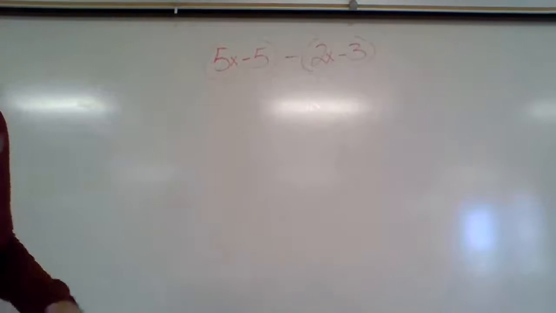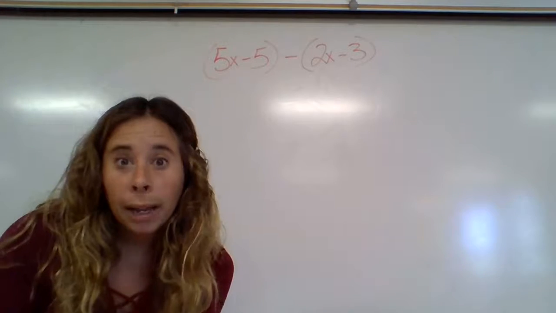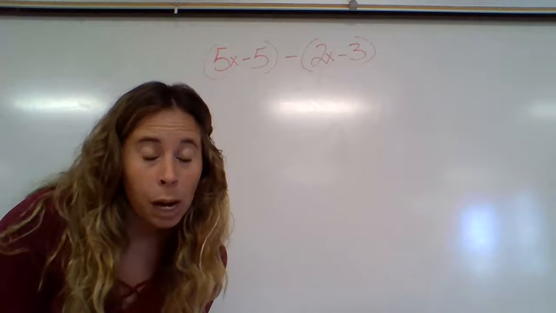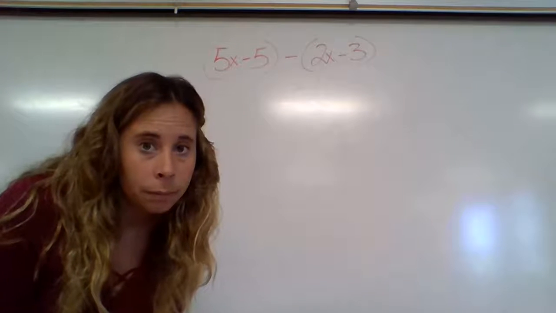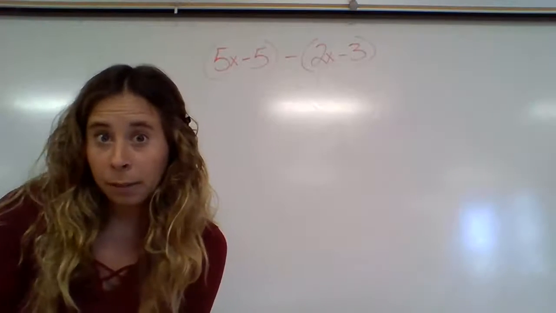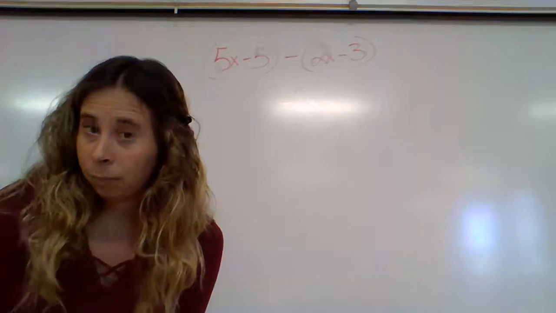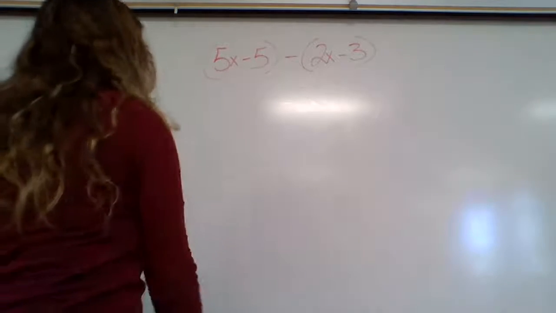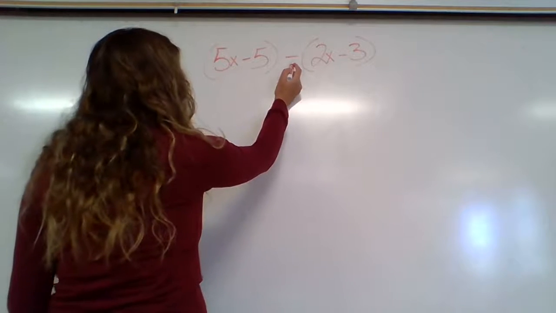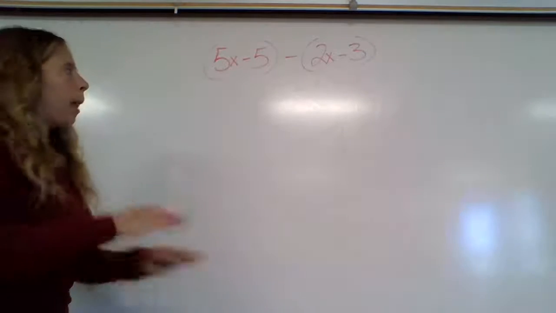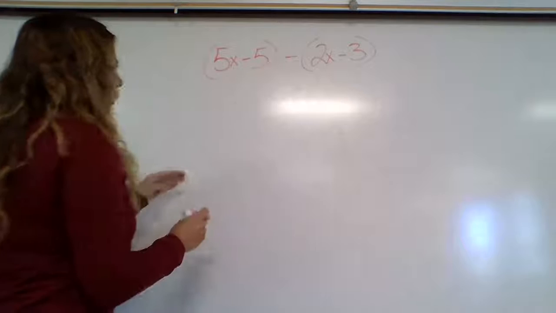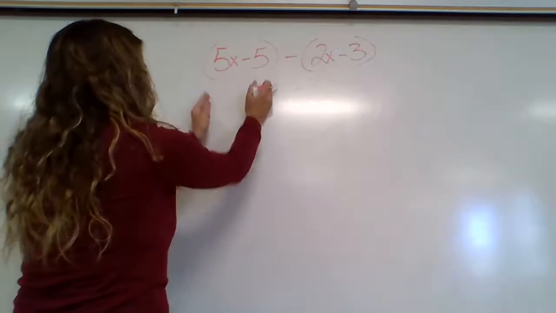All right, number 2. Try it by yourself first. You can do it. Okay, did you try it? Okay. So same idea as the first one. You have this negative sign in between. So that means you're not multiplying, you're subtracting. So we're not doing anything to this, so just rewrite it.